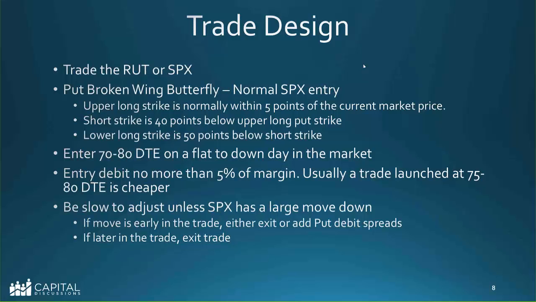And the adjustments, if we do have a big move early in the trade, before we were just buying a long put, but we've kind of switched that to a long put debit spread. You can exit too, and those are usually the choices that we'll have. But there are other alternatives you can use, and we'll go through that later. And normally, if it's later in the trade, you probably have a profit. So if you have a big move down, it's usually best just to exit, take a profit, and move on to the next trade.